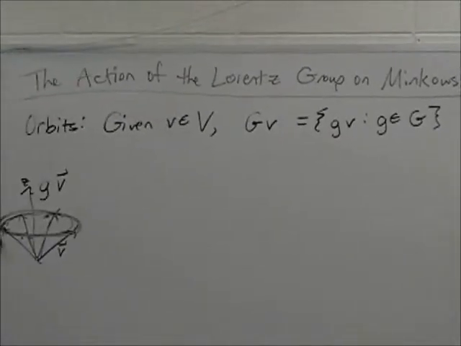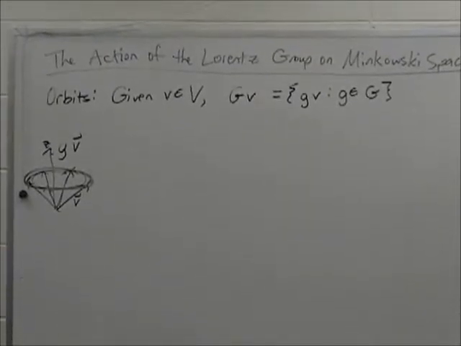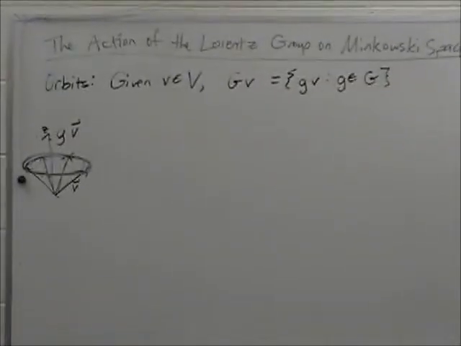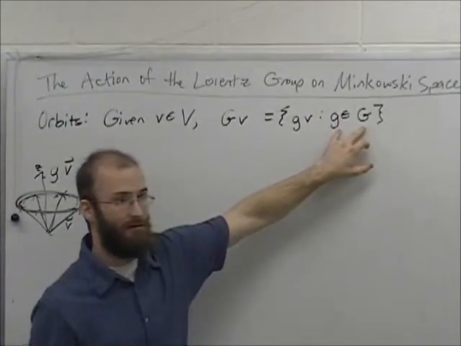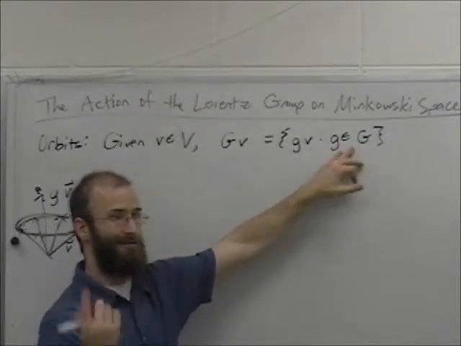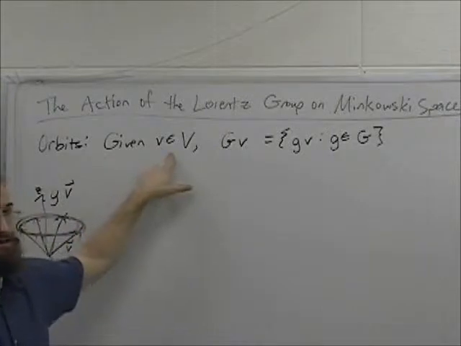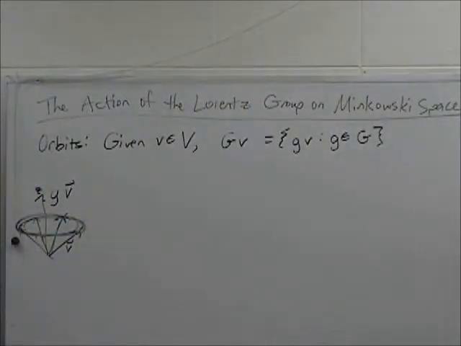Does that sort of sit well with you? Okay. Well, you range over the whole group. All right. This is such that G is in G, so the G is sort of arbitrary. It goes over all of G. I'm given a V, and then I apply every group element in the entire group to V, and that gives me some shape.